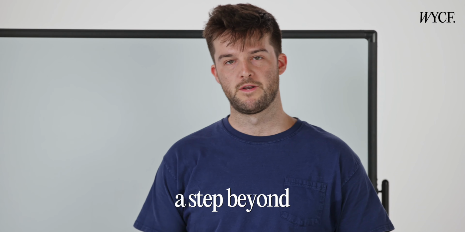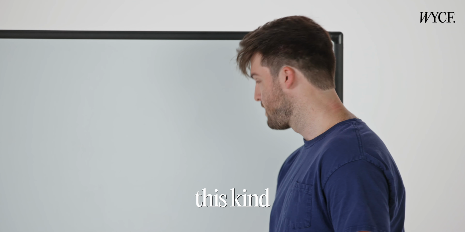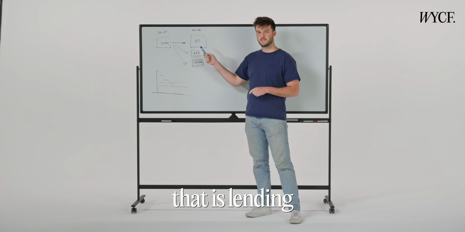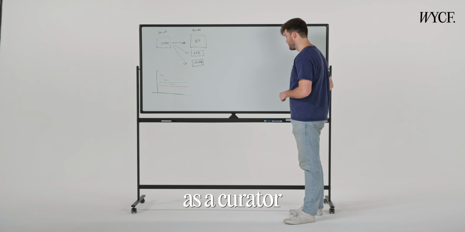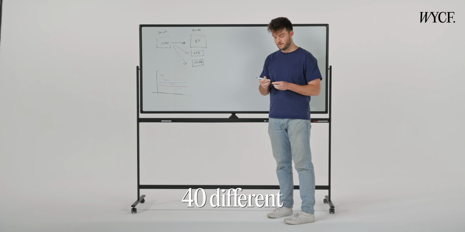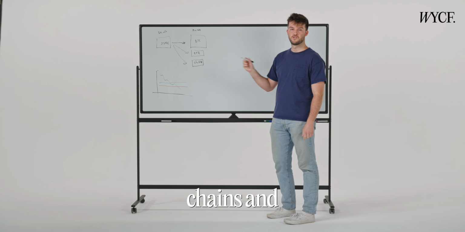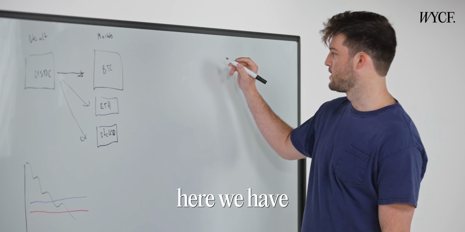Now let's take a step beyond into Gauntlet USD Alpha, or gtUSDa, because this takes it a layer above. As I had mentioned, we have a vault that is lending to different markets, but in reality, Gauntlet as a curator is running over 40 different stablecoin vaults across different supply assets, chains, and risk profiles. So let's now consider 3 vaults here.